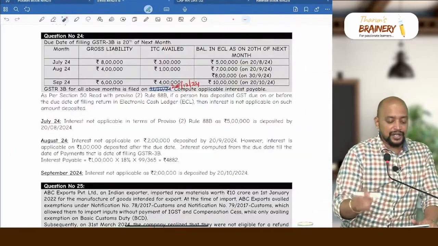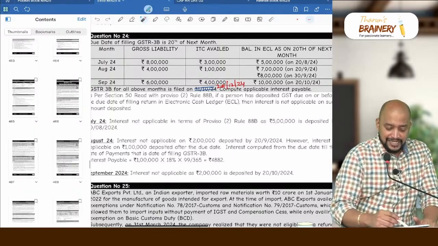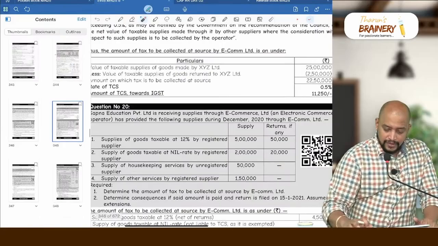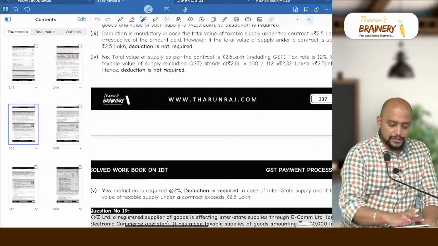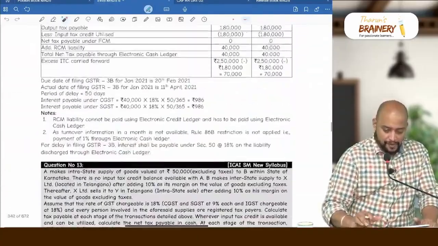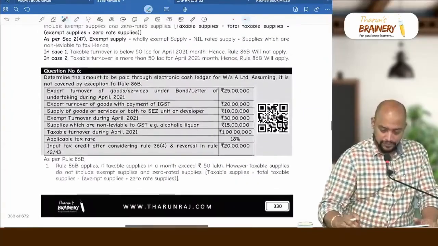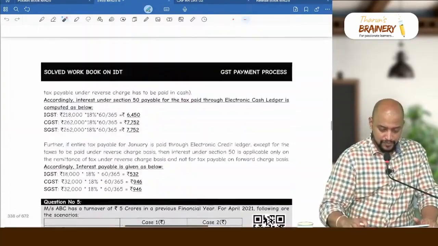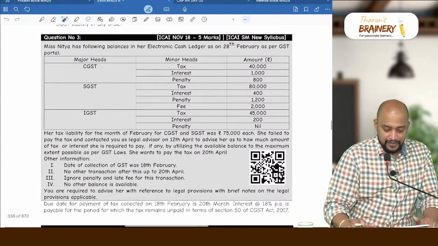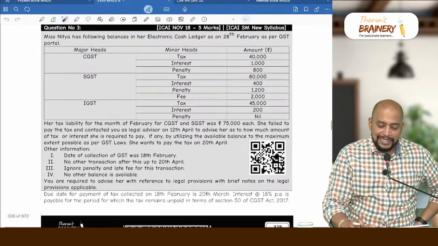Then one more question I just wanted to give you here in this regard. So the payment process chapter itself you can take in the solve workbook. There is one question, slightly I modified that question. Question number 3, which is on page number 328.